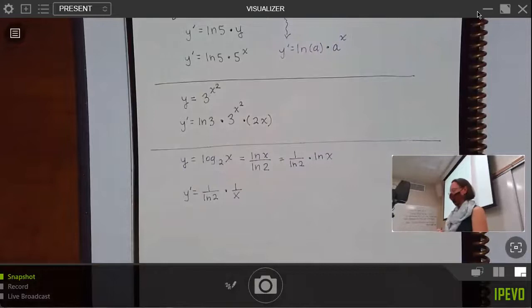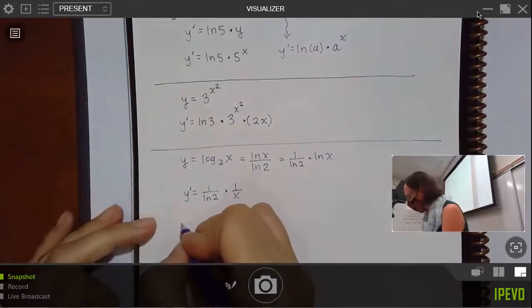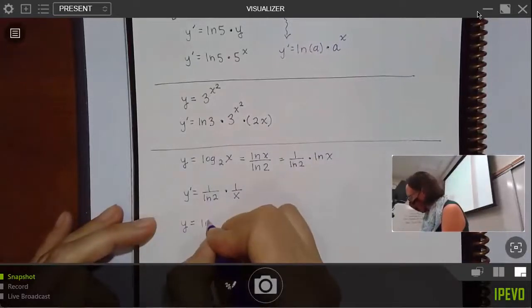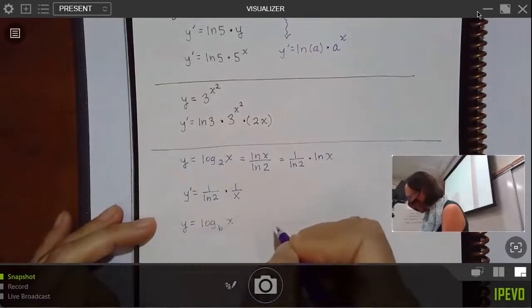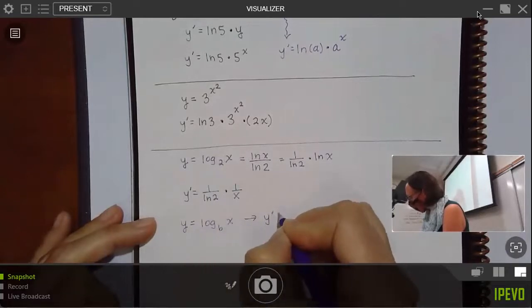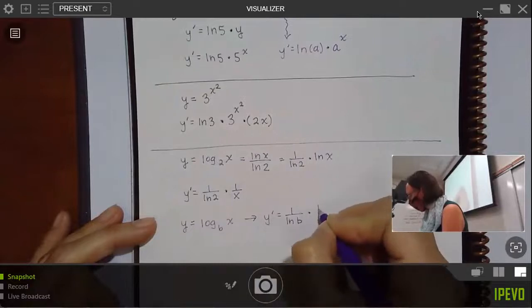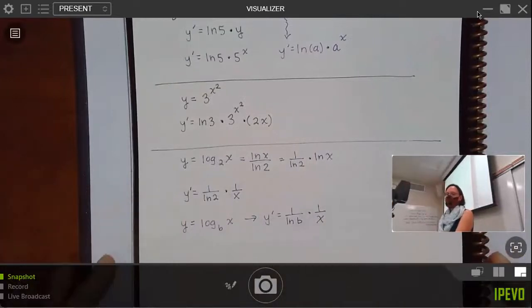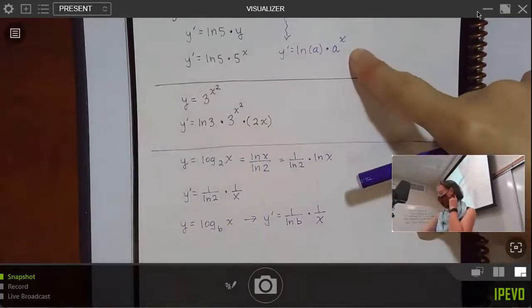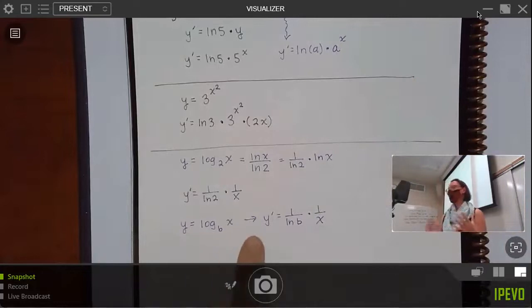So more generally, if we have log with any base b of x, then the derivative is going to be 1 over natural log of the base times 1 over x. And both of those generic formulas, the one for a to the x and log base b of x, are both in our textbook.